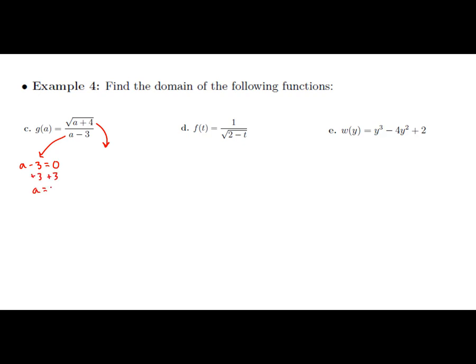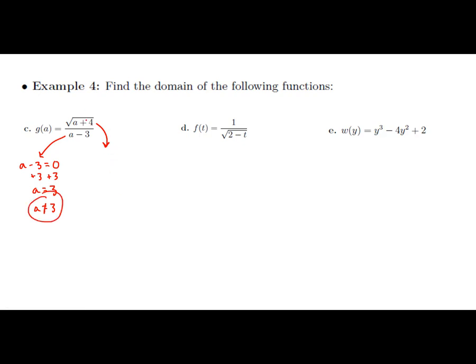And of course that's going to happen when a is equal to 3. So when I say a equals 3, I'm really stating what I don't want to happen. So maybe what I should say here is a should not be 3. Okay, so we'll keep that in mind here.